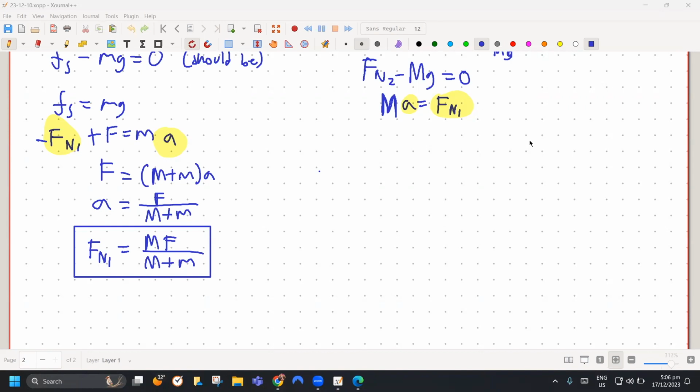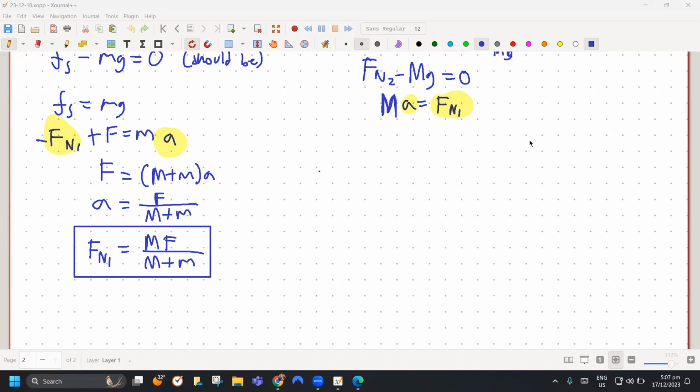Ngayon, ano naman yun, no? Kailangan natin i-check na, is that less than, ano yung conditions para mangyari na less than or equal to mu sub s Fn? Sorry. Dapat mu sub s Fn. So, calculate natin yung mu s Fn. Tapos, i-compare natin sa, that's normal force, no? So, mu sub s Fn.